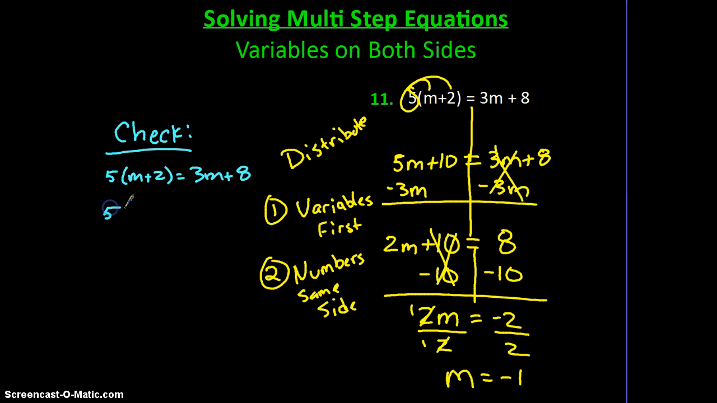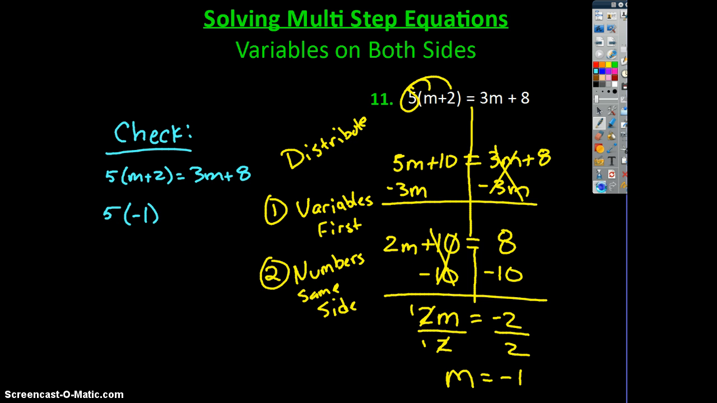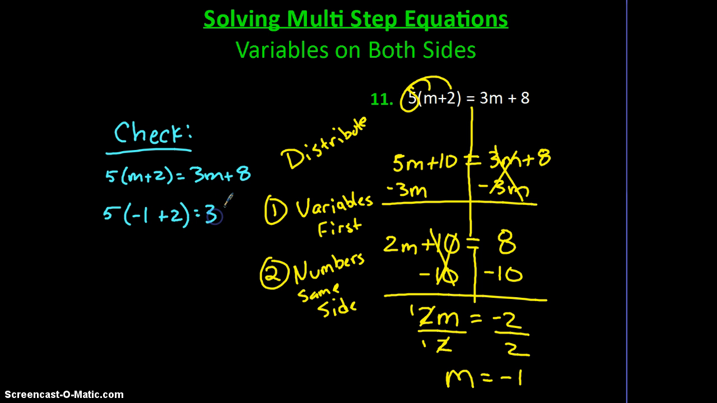I'm going to substitute in that negative 1 for m. So this is negative 1. I shouldn't put that in a big parenthesis, so I'm going to erase that. Plus 2 inside that parenthesis, I'm just dropping that in. And that's equal to 3 times negative 1 plus 8. Let's focus on one side at a time. In here, I have parentheses, so I got to take care of that first, which that would be 5 times 1. And now I'm going to focus on my right side. Over here, order of operations, I need to do multiplication first, which 3 times negative 1 is negative 3, and then plus 8. Left side, 5 times 1 is 5.